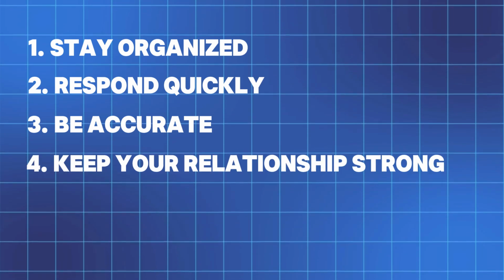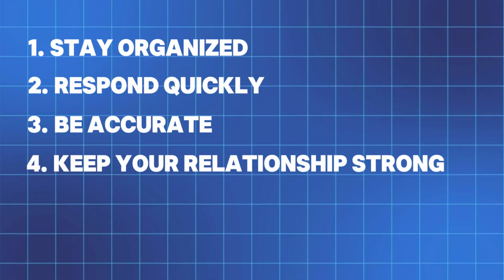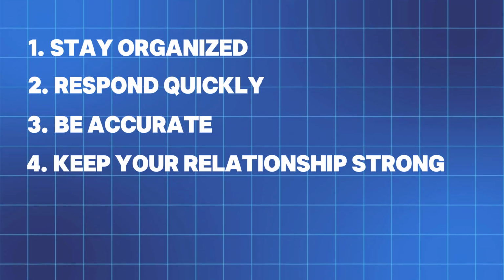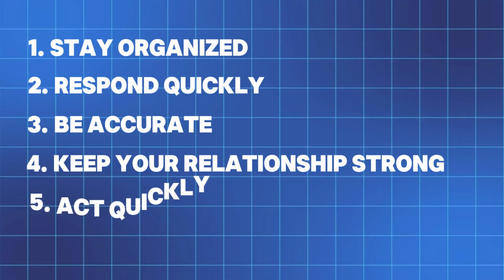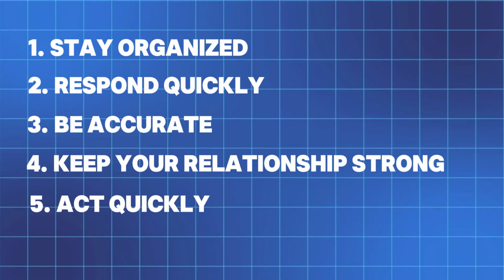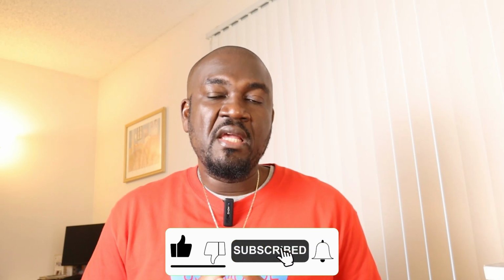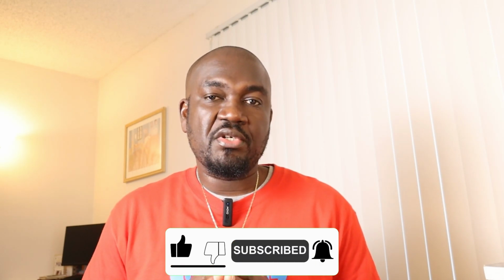Fourth, keep your relationship strong. If the petition is for a spouse, show that your marriage is real and ongoing. Fifth, act quickly. Don't let your case sit too long without progress. By following these tips, you can reduce the risk of termination and keep your immigration process on track.